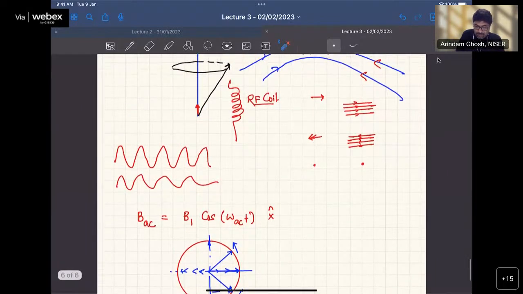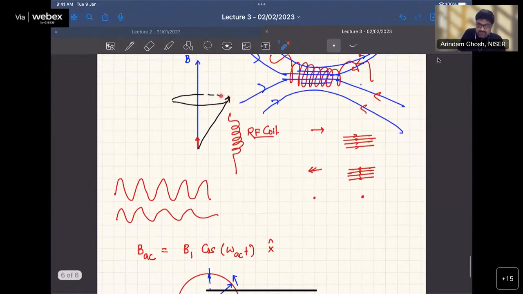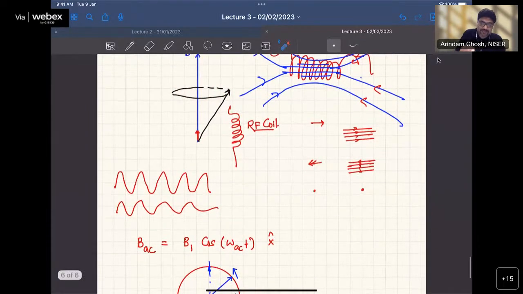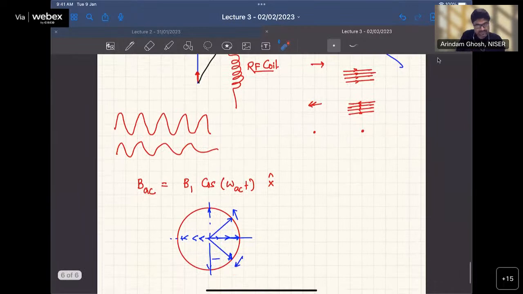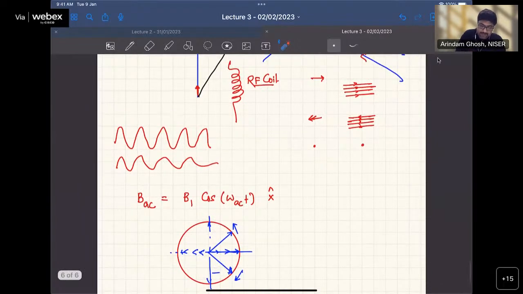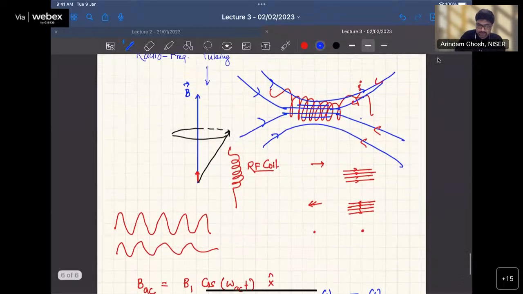Now, any one of them is going to match with the rotation of the spins' sense of rotation, and that will actually give you the energy. The other one is going to be wasted. But nonetheless, it will only happen if omega_AC is equal to omega_0, not only omega_0, but with the chemical shift.